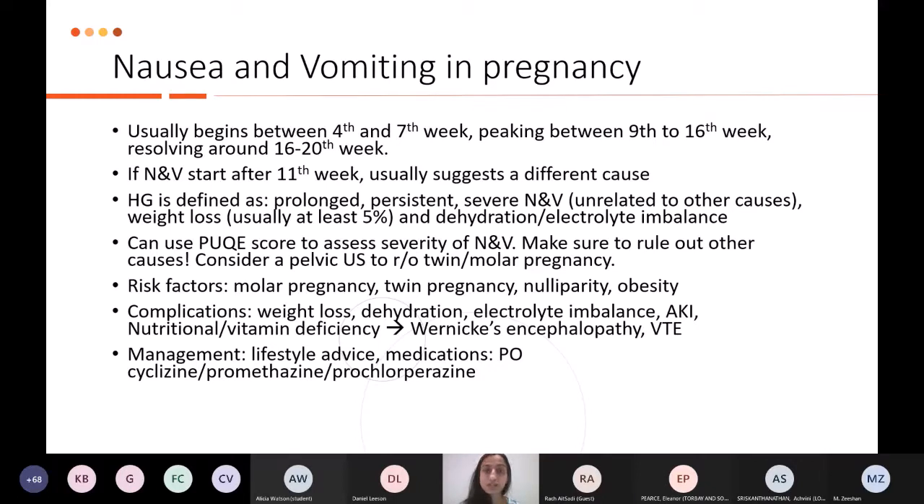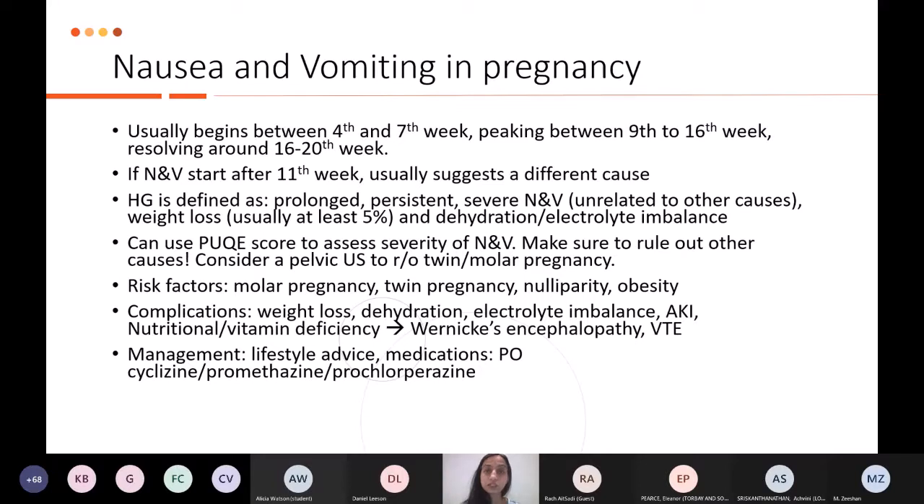In terms of assessing the severity, we use a score called the PUQE score, and that looks at, for example, how many times they've been vomiting in the day, how many times they've been retching, and how many times they've been feeling sick. And we actually use that score in practice to decide, are we going to give this one a little bit of hydration and then send her home, or are we going to keep her in and do something different? And you would want to make sure you rule out other causes, which is why you would do your bloods and do your urine dip and things like that.